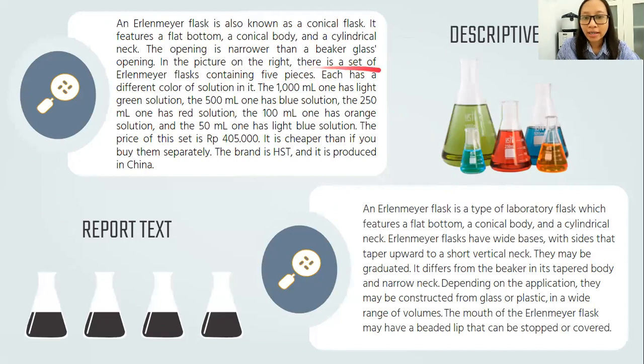In the picture on the right, this one, there is a set of Erlenmeyer flasks containing 5 pieces. 1, 2, 3, 4, 5. The 1000 milliliter has light green solution. The 500 milliliter has blue solution, blah, blah, blah, blah, blah. The price of this set is 405,000 rupiahs. It is cheaper than if you buy them separately. The brand is HST, nih, HST, and it is produced in China. Ada tulisan di sini kecil, China.